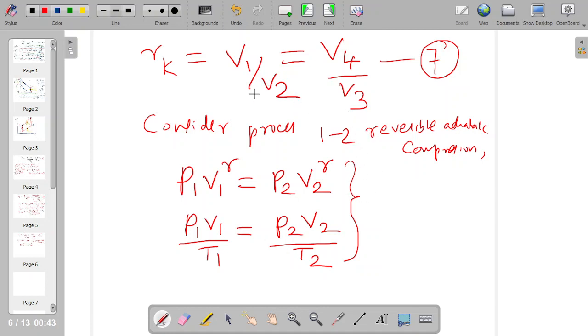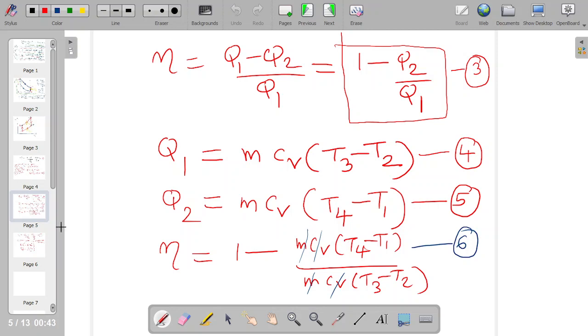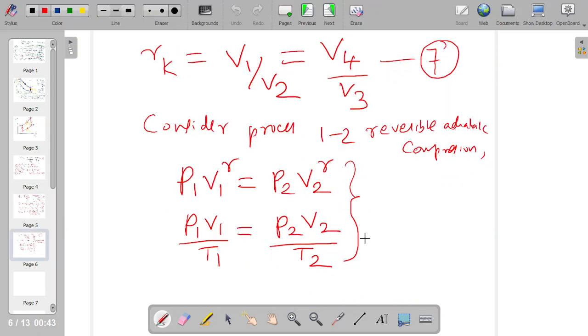So we have this temperature expression. Now we have to convert that into a volume expression. By combining these two equations, we have to somehow get a relation between temperature and volume, because we have to convert the temperature expression in the efficiency into these volume ratio expressions. So we have to eliminate the pressure, and write the equation between temperature and volume.